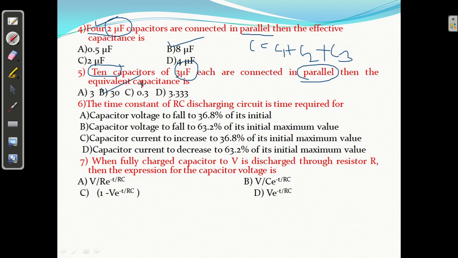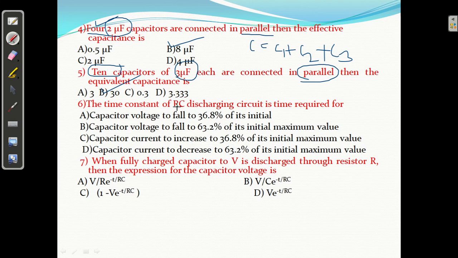So answer is B. If they are connected in series, then what will happen? It would become 1/10. If equal capacitors are connected in series, 2 equal capacitors give half, 3 equal capacitors give 1/3, 4 equal capacitors in series give 1/4. So 10 capacitors in series will give 3 by 10, that means 0.3 microfarad. But if they are in parallel, it will be added. So if capacitors are in parallel, C will increase. If the capacitors are in series, C will decrease. In resistance it is the opposite, right?